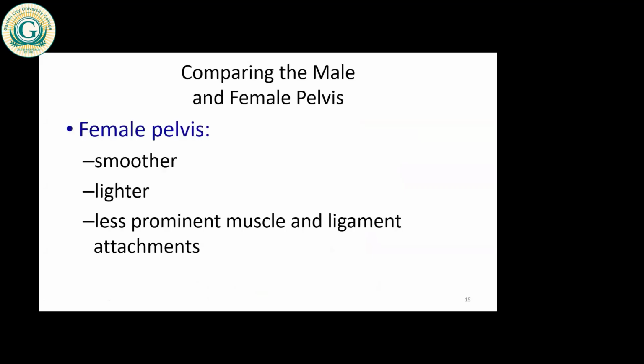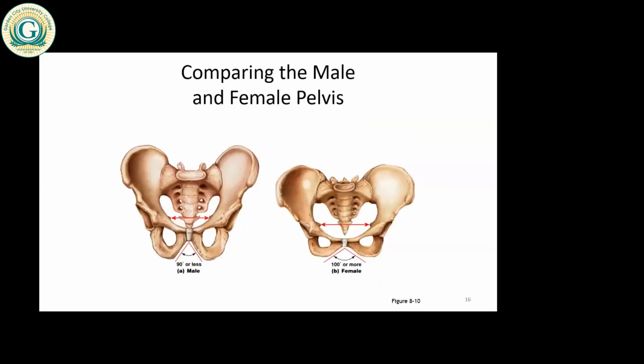So this is the comparison between male and female pelvis. Okay. We can see male less than 90, females 100 or more. Pelvic outlet broader in the female, pelvic outlet here very small. Even the shape and the slender aspect of the pelvis give a difference between male and female.